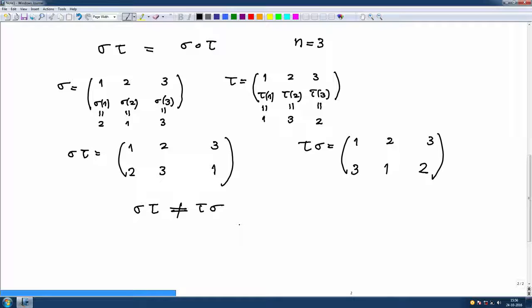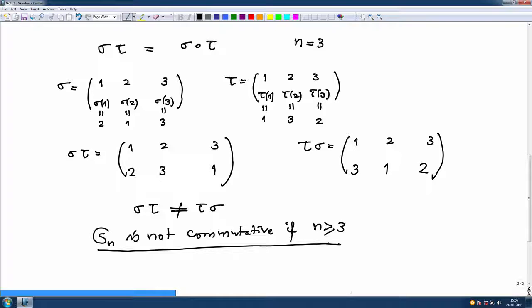So from this it is clear that the group Sn is not commutative if n is at least 3. So it's not a commutative group. So one has to be a little careful with these groups, because they are not abelian in general.